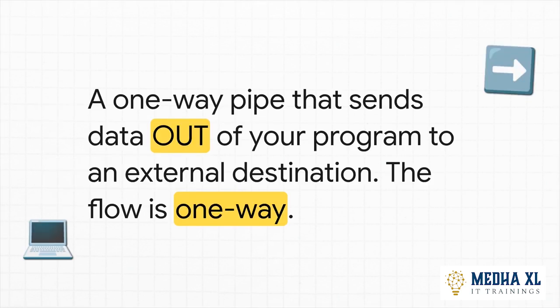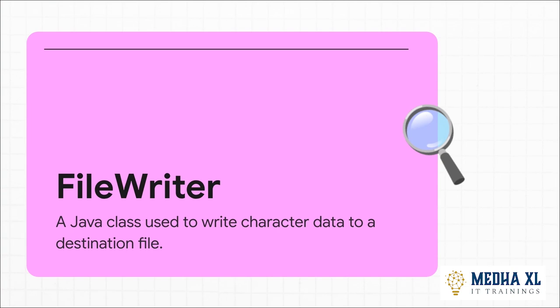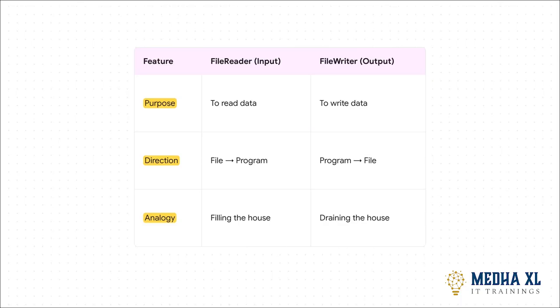But of course, plumbing works both ways, right? What if your house, your program, needs to get rid of some water? Well, for that, you need an output stream. This is a pipe designed to send data out of your program and back into the world. Okay, time to flip the script. We're now focused on the opposite direction, piping data out. This is what we call writing, taking information that's inside your program and saving it to a destination. And just like we had a tool for reading, we've got one for writing, the FileWriter. This is the pipe you connect from your program to a file when you want to send your data flowing outwards.